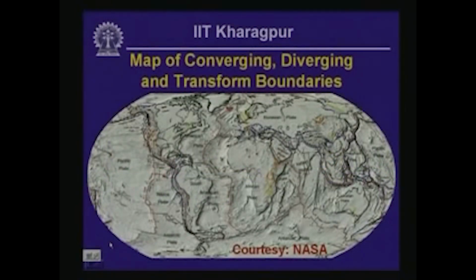Now this particular map has been taken from NASA. This particular map actually shows all the plate boundaries of the Earth, and we have seen these plate boundaries earlier, but here we look at the plate boundaries in the light of what we have learned so far after we finished the convergent, divergent and transform boundaries. And here all the different plate boundaries are color coded separately.